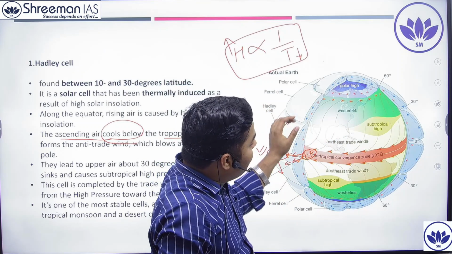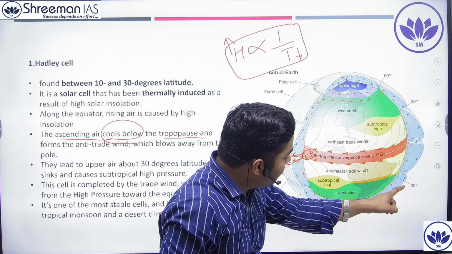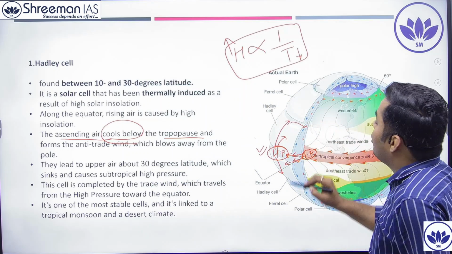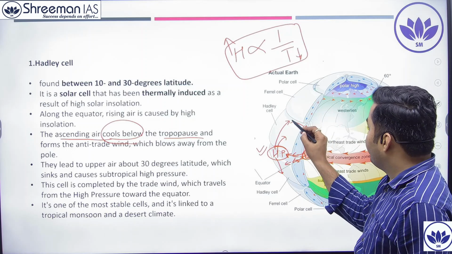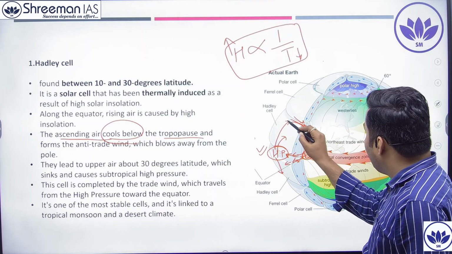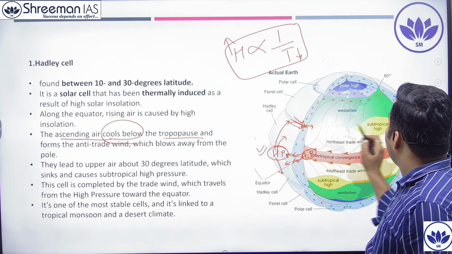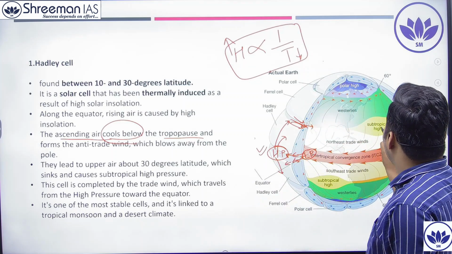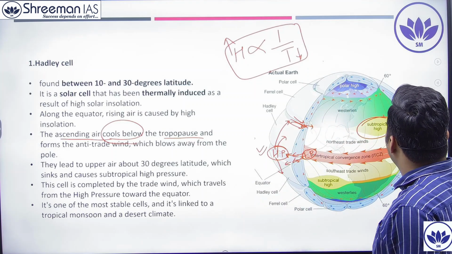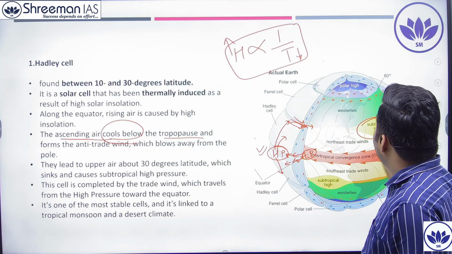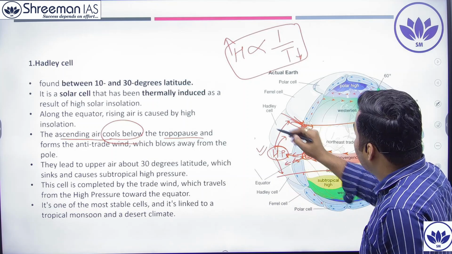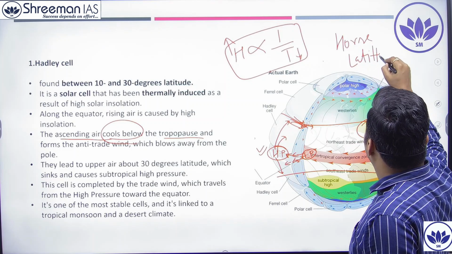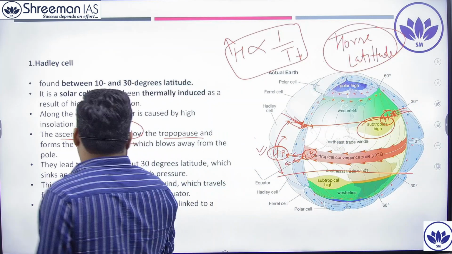After some time, near 30 degrees north and near 30 degrees south latitude, there will be a condition of sinking air mass, sinking air. So the air will sink from the tropopause to the earth's surface, hence a subtropical high pressure belt would be formed, and these latitudes are called horse latitudes. You have already studied this.